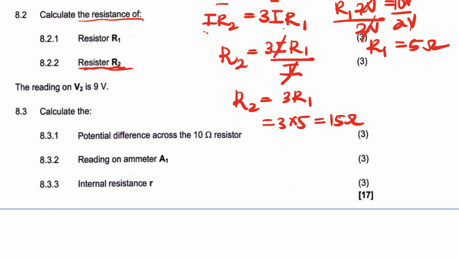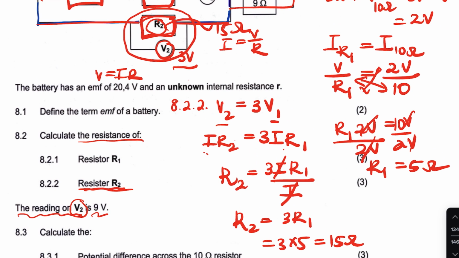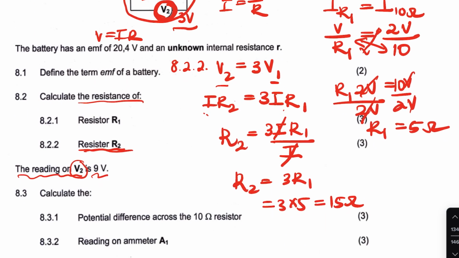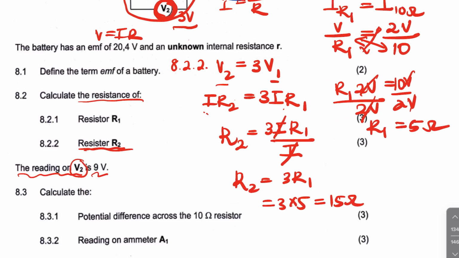Okay, let's go to the next question. It says the reading on V2 is 9V. Now we are told here on V2, the reading is 9V. So what do you need to be careful of? This resistance won't change. This resistance is the resistance here, which is 15. It remains the same. And this resistance, 10, won't change. Even the EMF won't change. It's still the same, right?